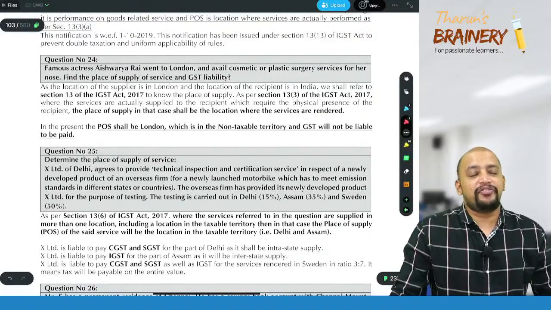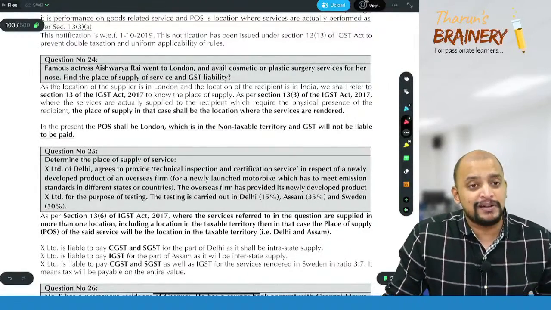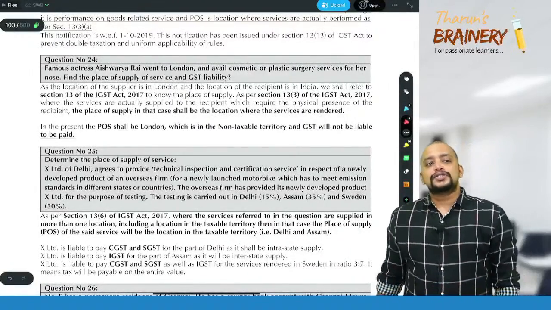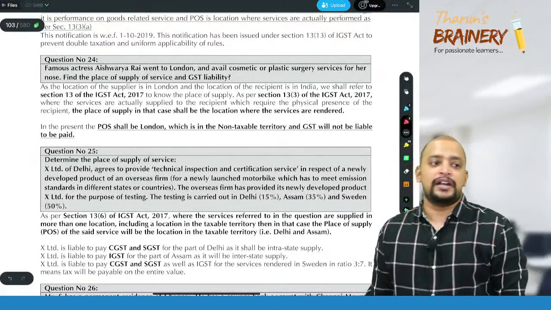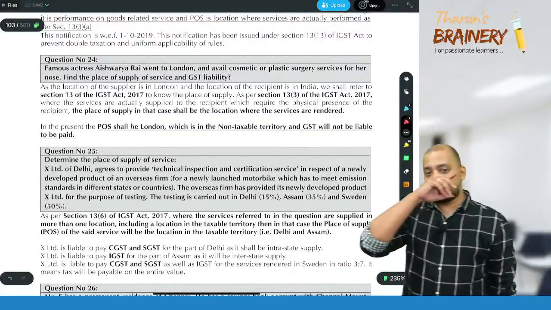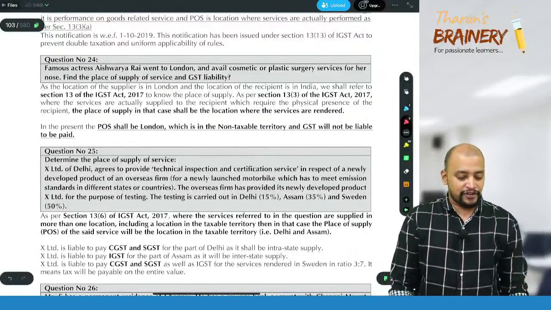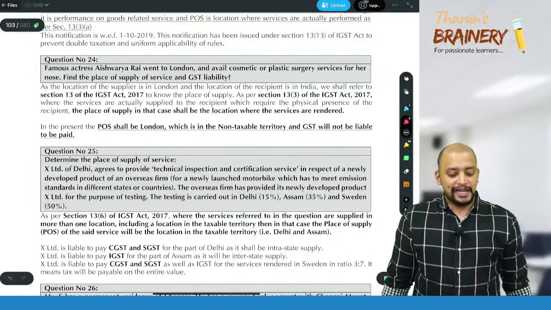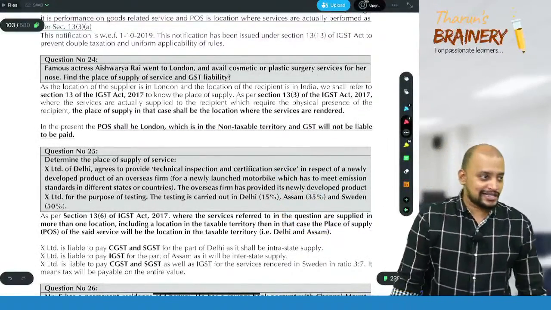Plastic surgery, a performance-based service in relation to an individual. Section 12 or 13? 13. So is the physical presence of the recipient required or not, we need to check. Required. So then we need to take the location where the services are actually performed. London. So supplier, London. Place of supply, London. So no GST. Okay.